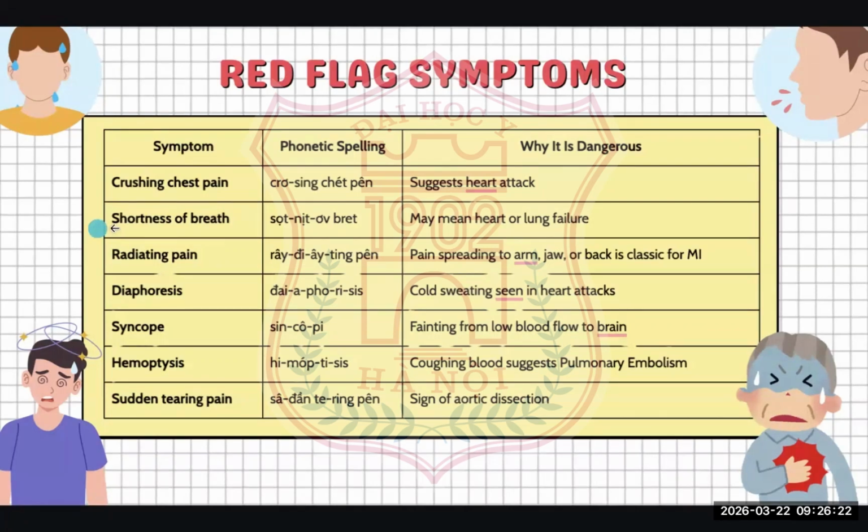And then next, we have radiating pain. This one is dangerous because the pain is spreading to your arm, your jaw, or back. This is classic for MI.